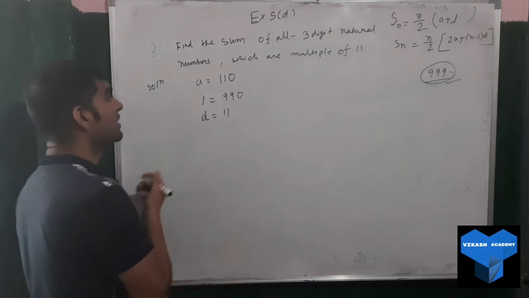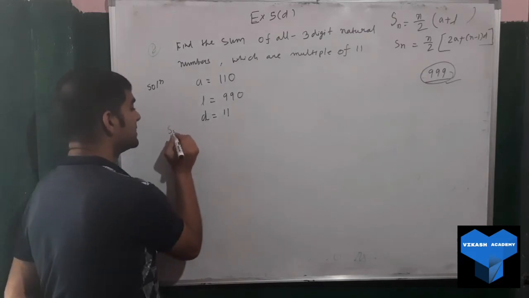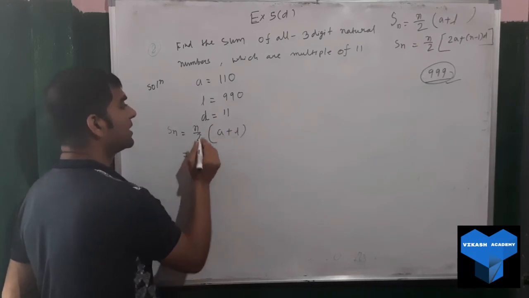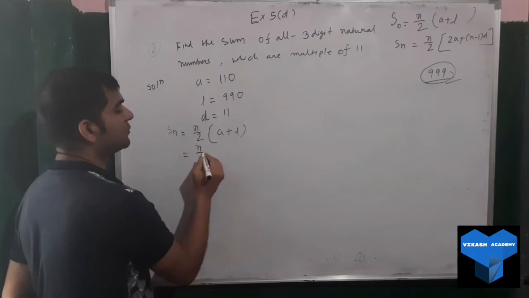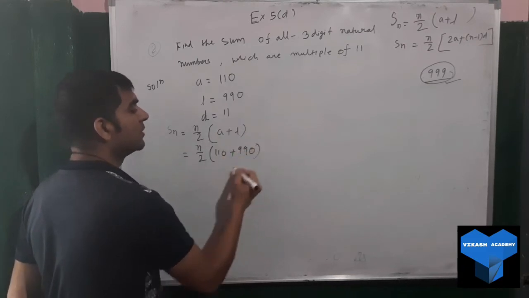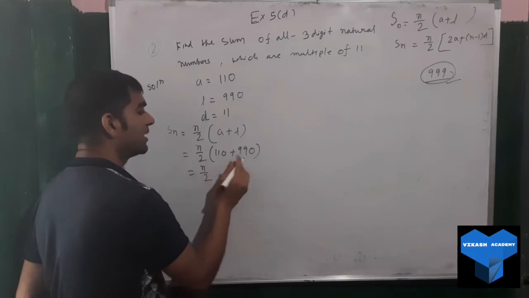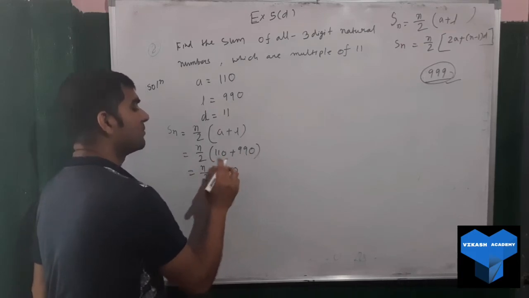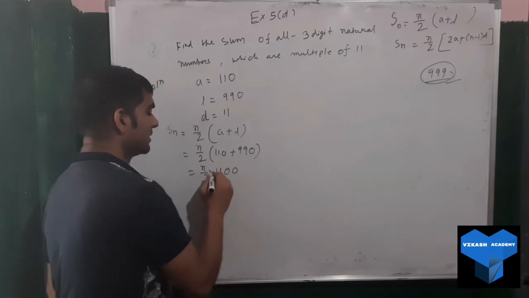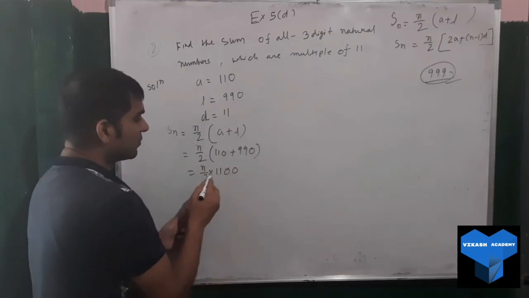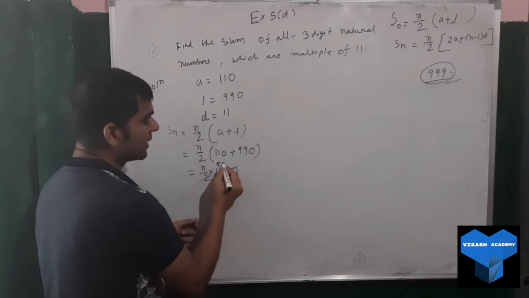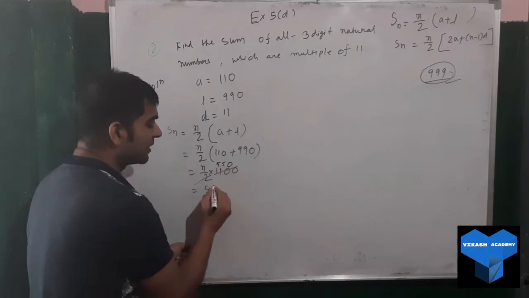So let us use the formula. Sn is equal to n by 2 times (a plus l). Put the values here: n by 2 times (110 plus 990). 110 plus 990 is 1100. Now we divide by 2, so 1100 divided by 2 is 550.